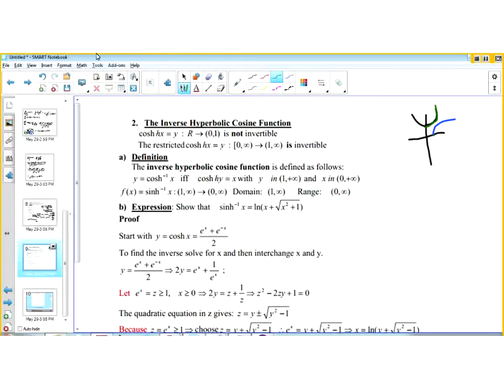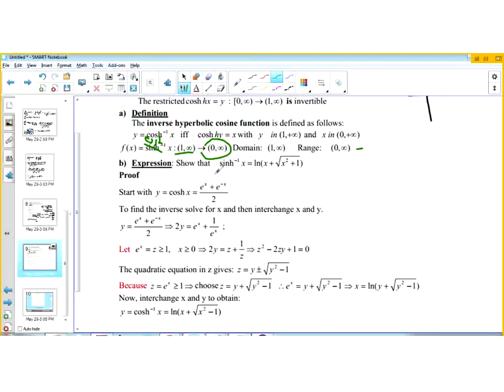I think there's some issues here. We've defined the domain of the inverse hyperbolic function is from 1 to plus infinity, and the range is from 0 to infinity. So this is the range. There's a typo right here. That should be inverse cosh x. So here's the domain, and here's the range. So now we want to reformulate.